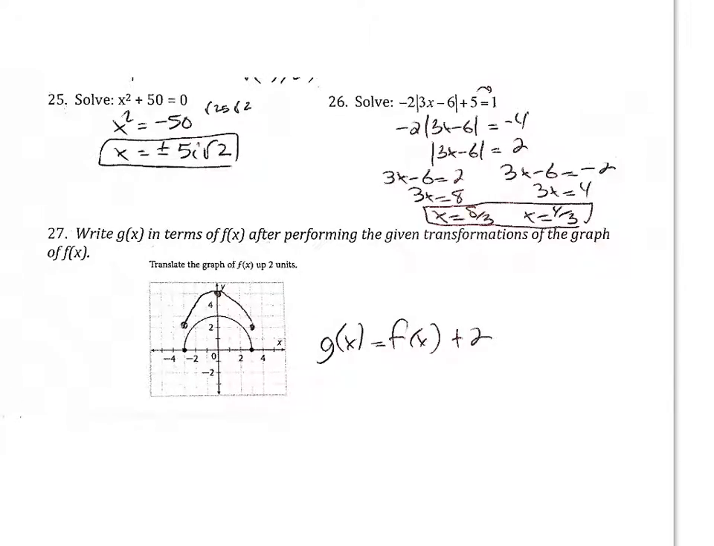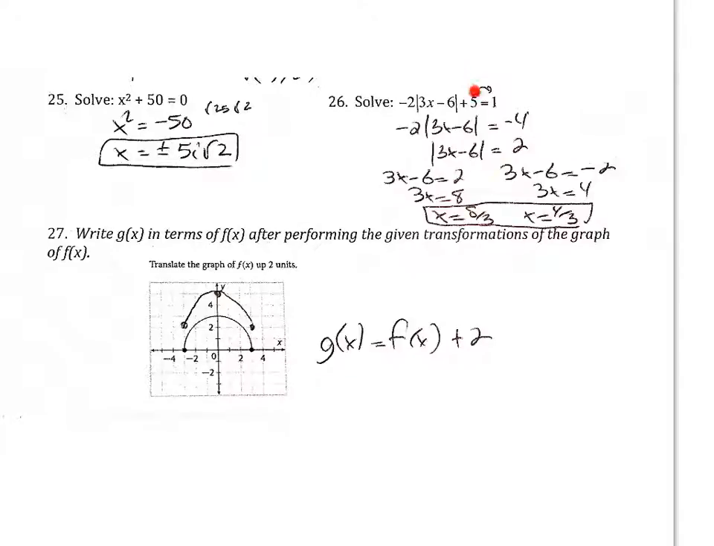Last 3 here. To solve this one, you just move the 50 over, make it -50. Take the square root of both sides. The square root of 50 is 25 times 2, which is 5 outside, 2 inside, because I don't know the square root of 2. I had to put an i because it was -50. 26, 2 bars, 2 answers, 2 bars, 2 answers.